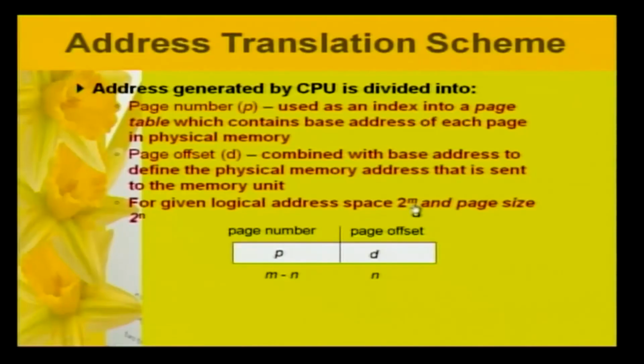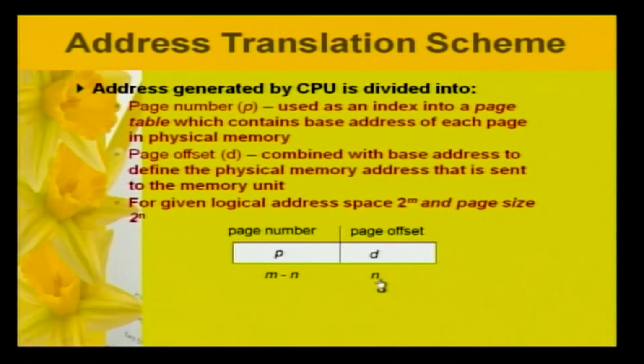Therefore, every logical address of size 2 power m with a page size of 2 power n is basically understood in terms of P and D. P indicates the page number and D indicates the page offset. Page number combined with the page offset gives you the real logical address. The calculation of page number and page offset is as follows. If the page size is 2 power n, n bits would be allocated to the page offset and m minus n bits would be allocated to the page number out of the total logical address space of 2 power m.